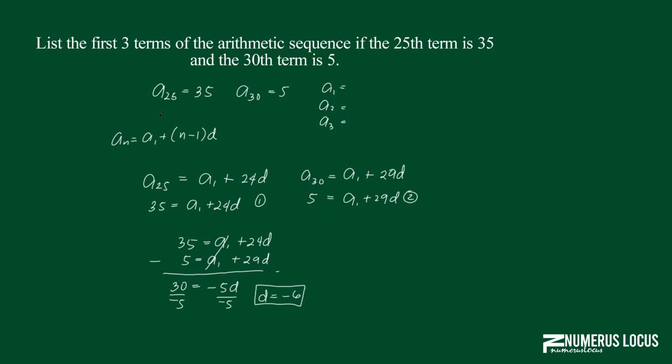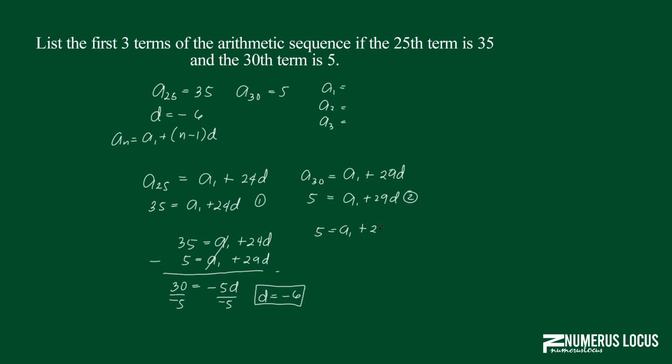So we already know that the common difference is negative 6. By substitution, we can substitute the value of our common difference into either the first equation or the second equation. We're going to substitute this into our second equation. So 5 equals a sub 1. We are doing this so that we can find the value of a sub 1, our first term.